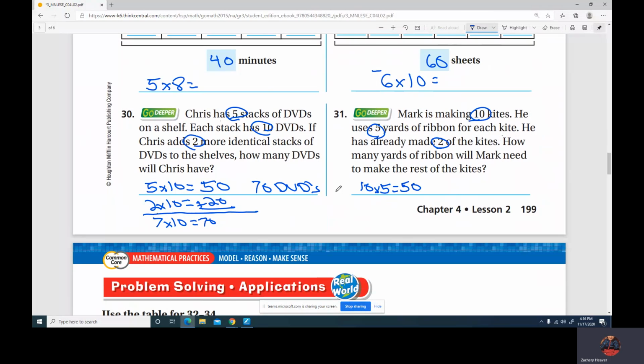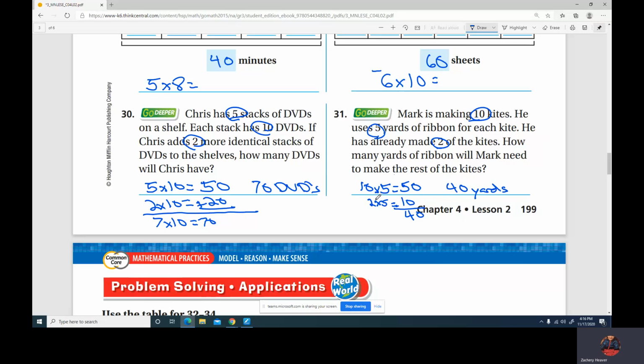But he's already made 2 of the kites. So he's already made 2 of the 10 kites. So we got to see what else does he need. So 2 times 5 is 10. So if he's already used 10 yards of the ribbon, how much more does he need? Well, 50 minus 10 is 40 yards. 40 yards.